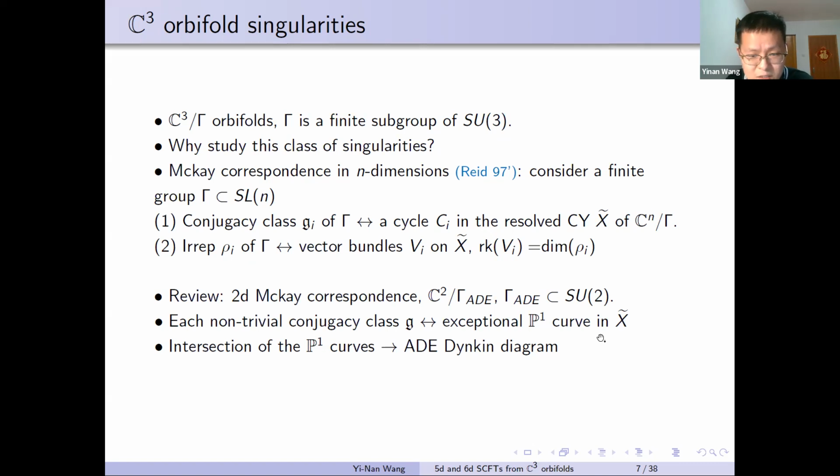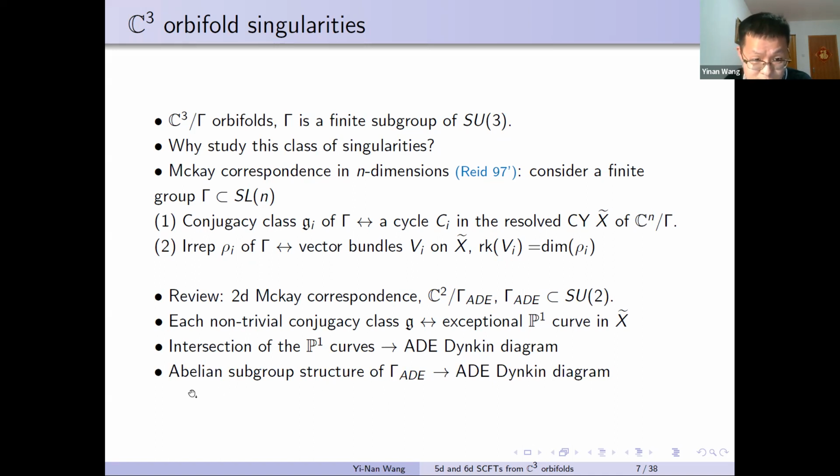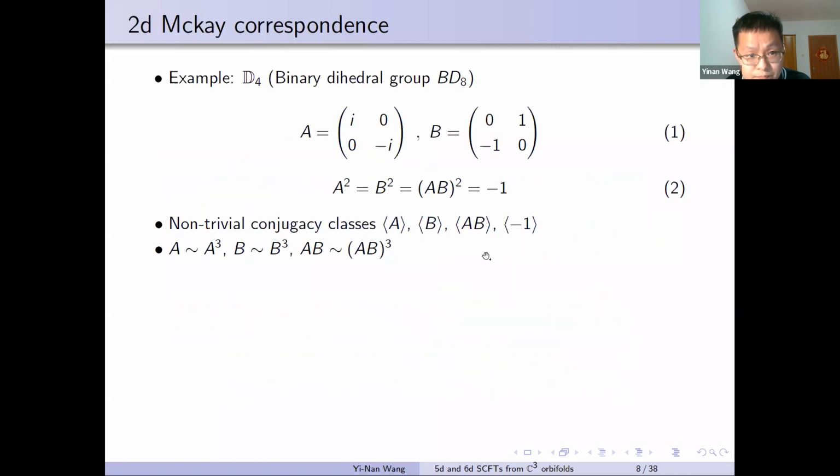Nonetheless, there's a less known version of this McKay correspondence, which says that one can recover the same ADE Dynkin diagram just from the group theoretic structure of Gamma ADE. One could look at the maximal abelian subgroups of Gamma ADE, draw some quiver diagram and group them together, and after that you get the ADE Dynkin diagram in a different way. So let me show an example of this particular McKay correspondence.